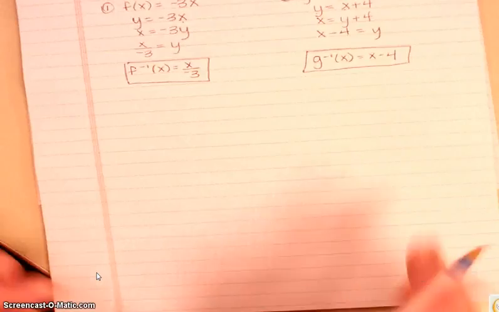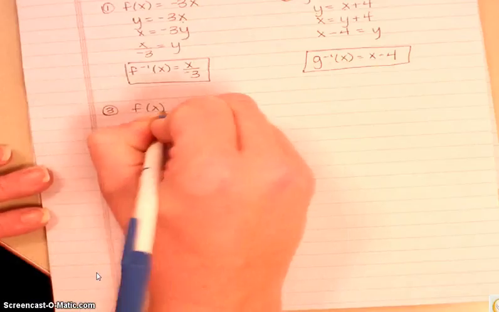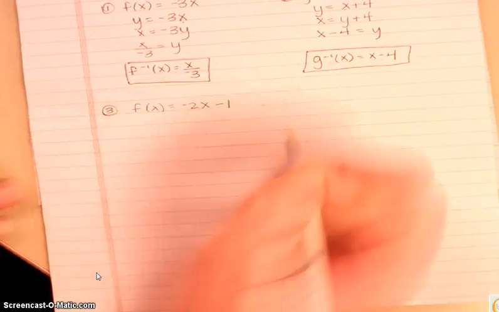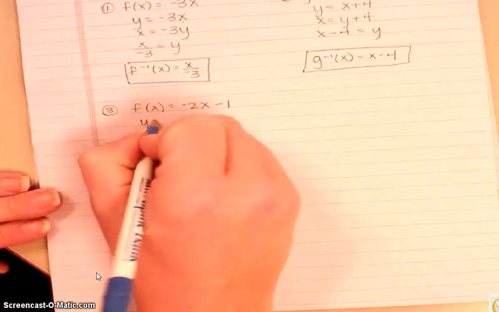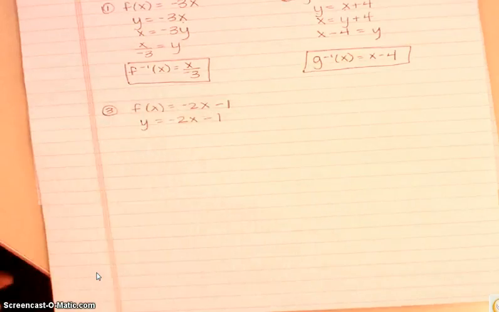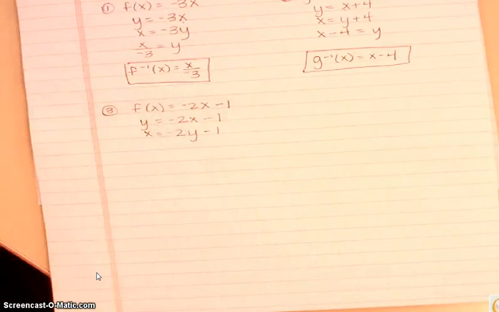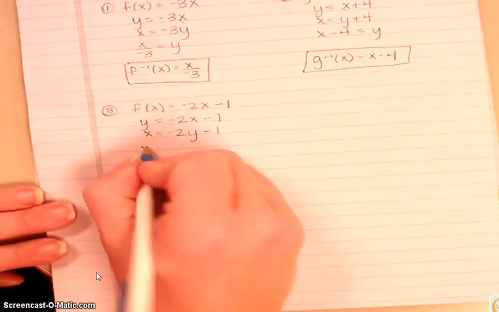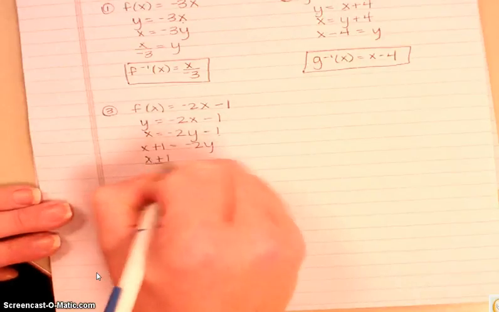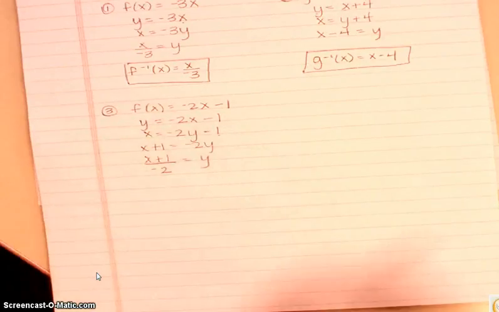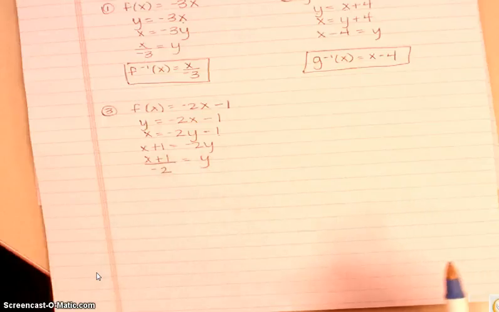Okay, a couple more here. I'll just kind of increase in difficulty as we go. Here's another f of x equals negative 2x minus 1. Okay. So y equals negative 2x minus 1. Flip the x and the y. So x equals negative 2y minus 1. Solve for y. So it looks like we're going to add a 1 first. And then divide by 2. And I'm just going to put this whole thing over 2. If you want to write it as x over negative 2 plus negative 1/2, if you want to do it that way, that's fine too. This is how I'm going to write it.